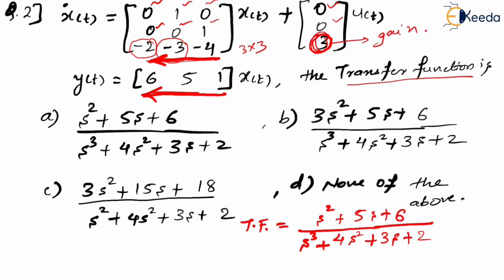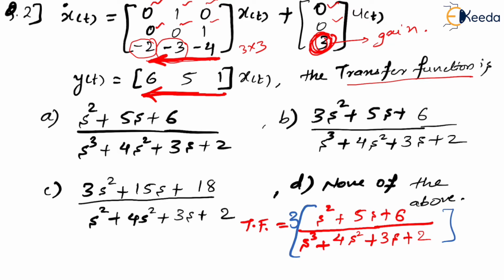Why? Because if you see, what about s cube? S cube will be b naught into s cube, and we know that b naught is 0. How do you know that? Because the D matrix is not given, and the D matrix has b naught, right? So this is the transfer function for a controllable canonical form, but ours is a controllable canonical form with gain 3. So I should multiply by 3 here.